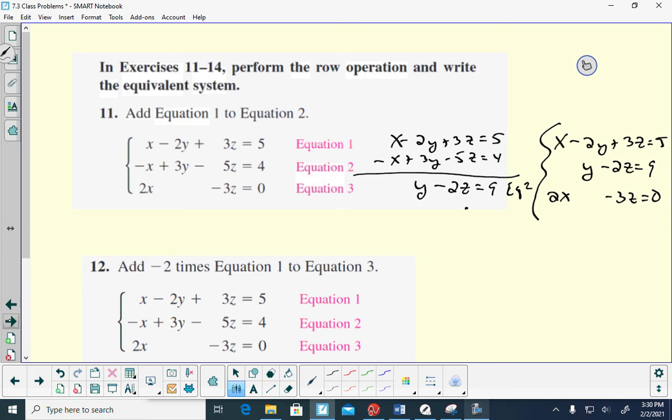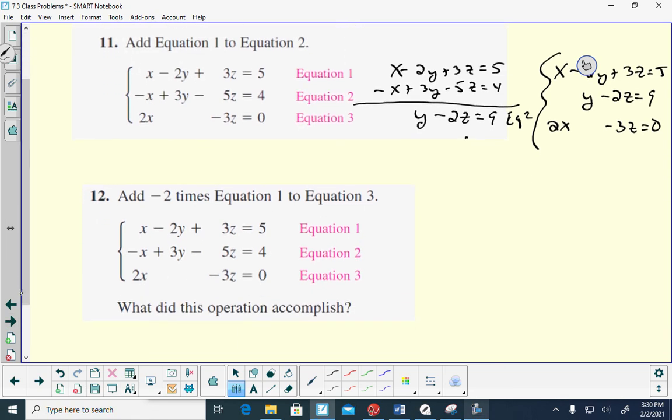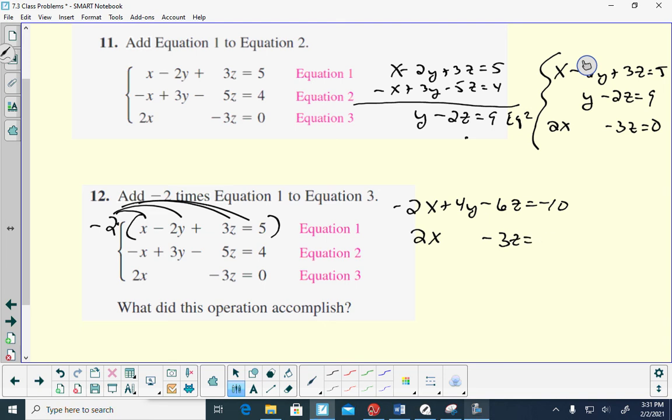Okay, number 12 wants me to add negative 2 times equation 1 to equation 3. So I'm looking at equation 1. This equation here, I'm going to multiply everything by negative 2. So that's going to be negative 2x plus 4y minus 6z is equal to negative 10. That's multiplying this whole thing by negative 2, and I have to distribute it to everything. I'm adding it to equation 3, which is 2x minus 3z is equal to 0.